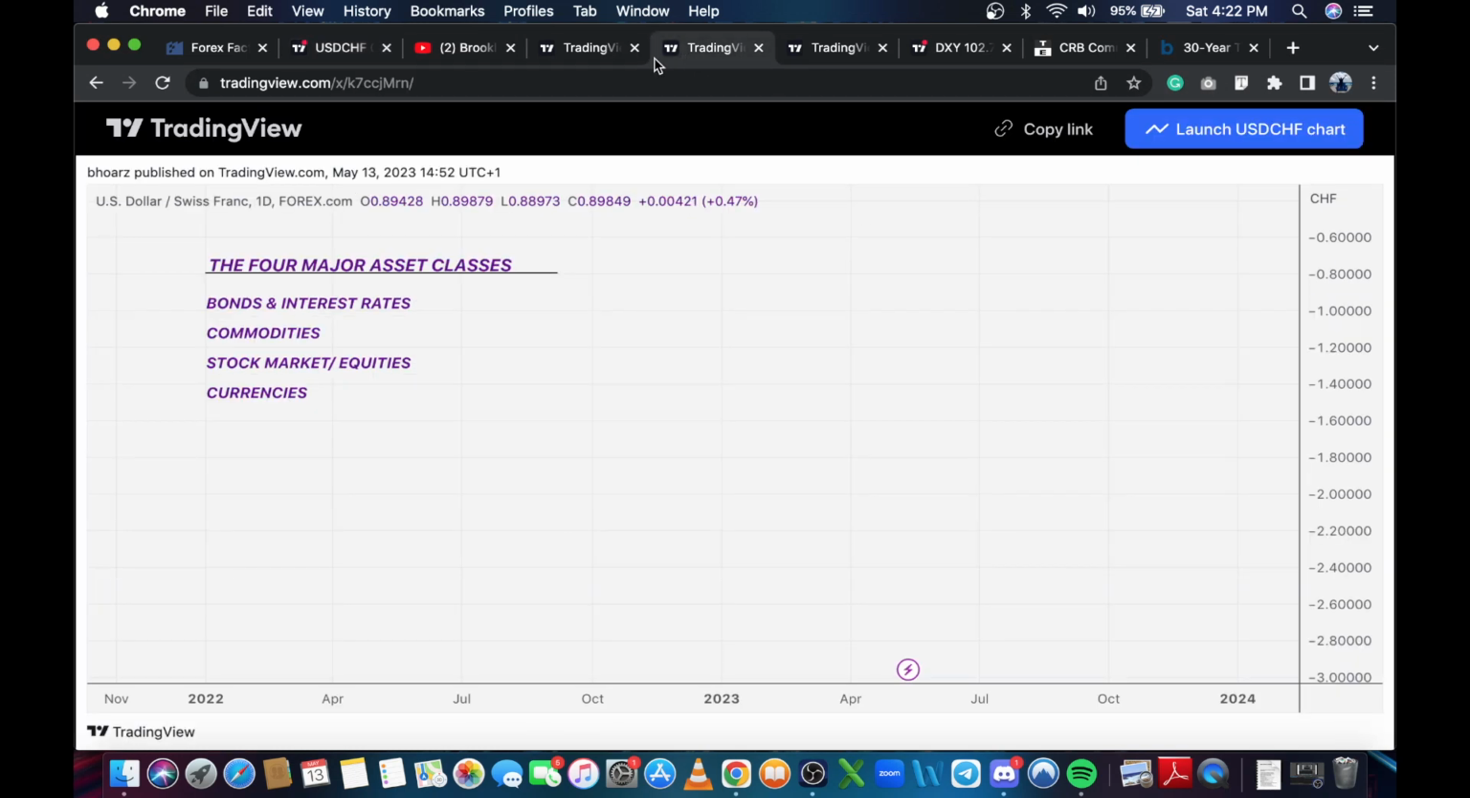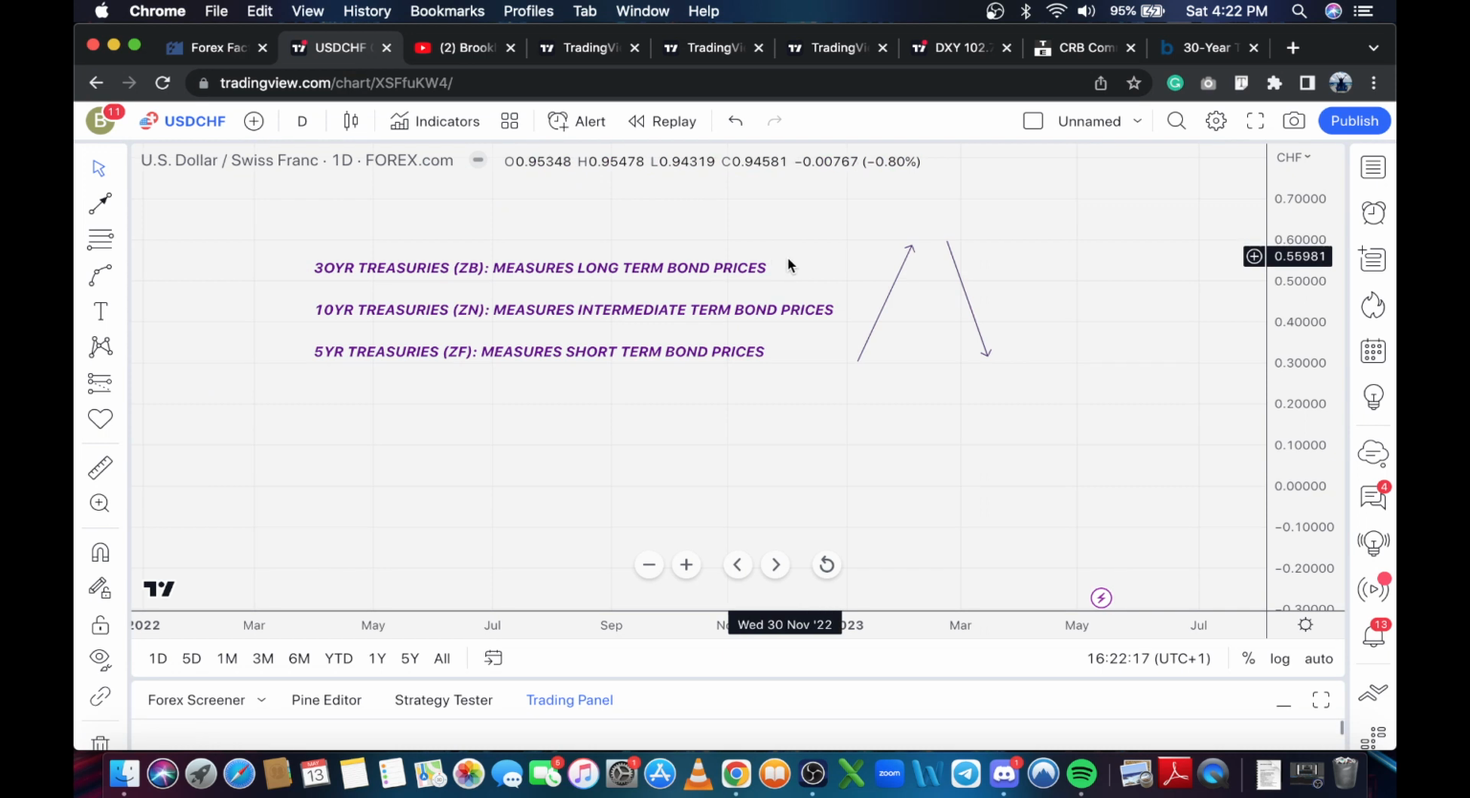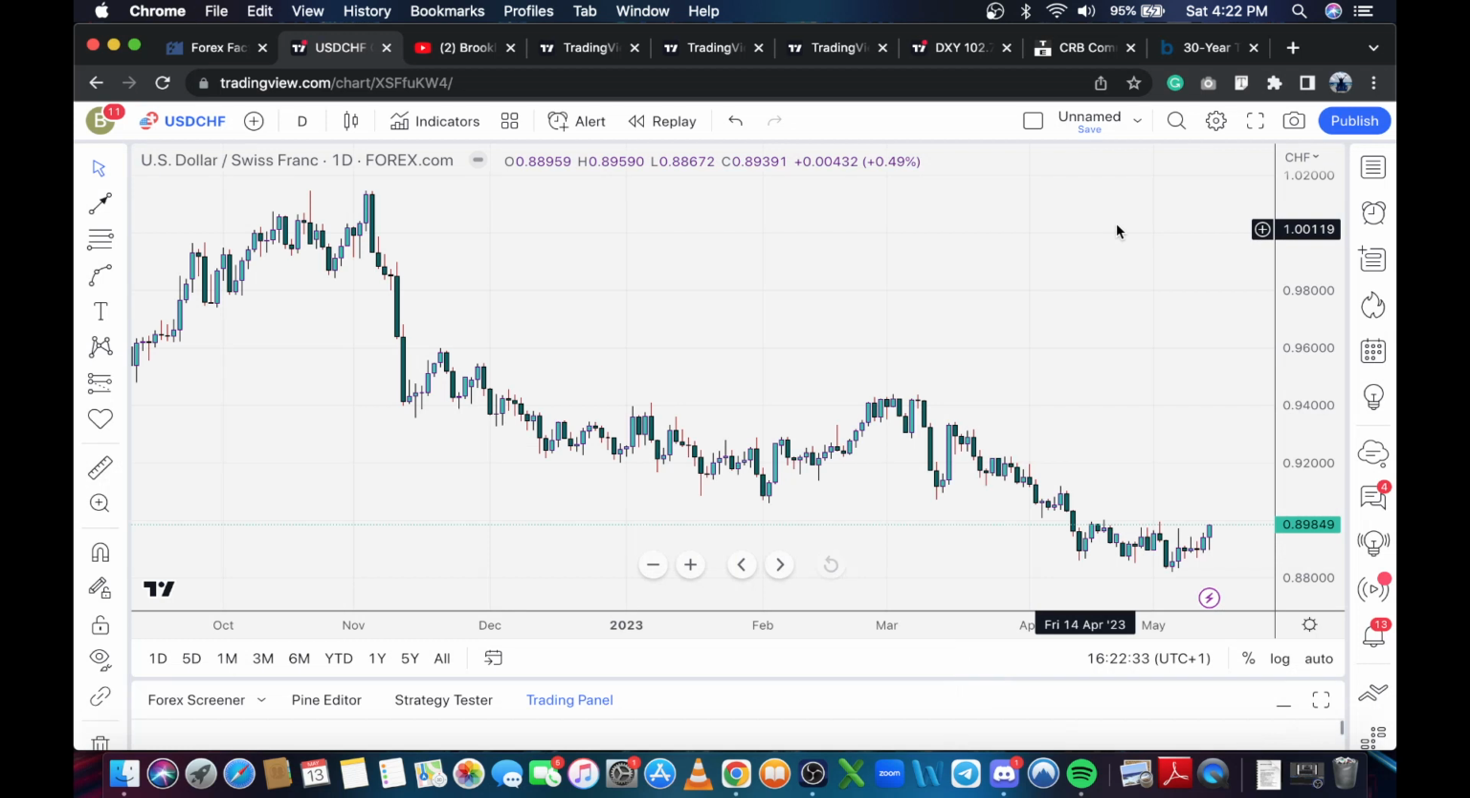All right. So if U.S. Treasury bonds are rallying, that means dollar is supposed to rally or decline. What's it supposed to do? If U.S. Treasury bonds are rallying, if the bond prices are rallying, what is dollar supposed to do? Dollar is supposed to decline.